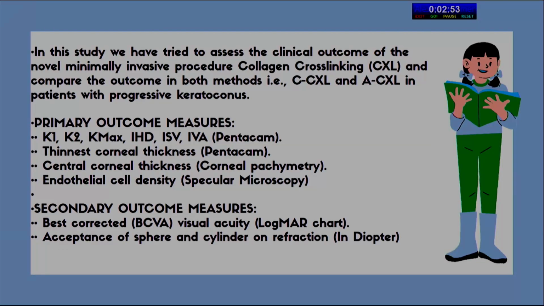Also, we studied the effect of CXL on best corrected visual acuity and on spherical and astigmatic powers. In our study, we tried to assess the clinical outcome of the novel minimally invasive procedures of CXL and AXL, and compared them on the basis of parameters like K1, K2, Kmax, Pentacam indices like IHD, ISV and IVA, thinnest and central corneal thickness, and endothelial cell density. Secondarily, we also compared best corrected visual acuity in both cases and the sphere and cylinder on refraction pre and post CXL procedures.